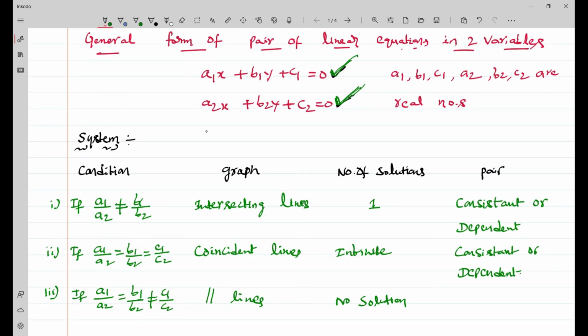That's why this pair is called an inconsistent pair or independent pair.